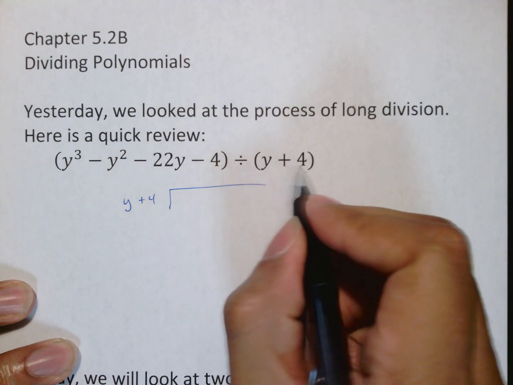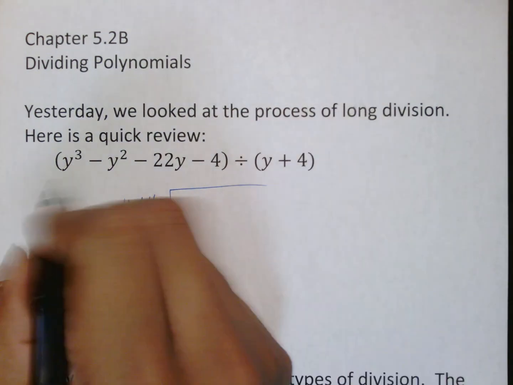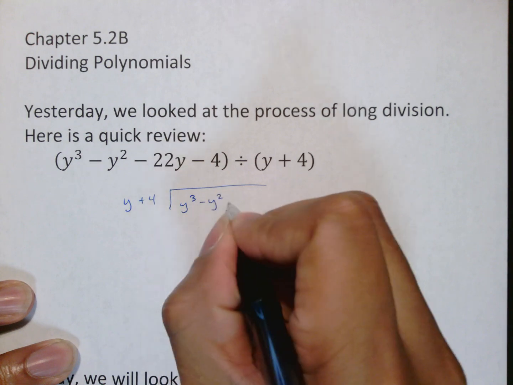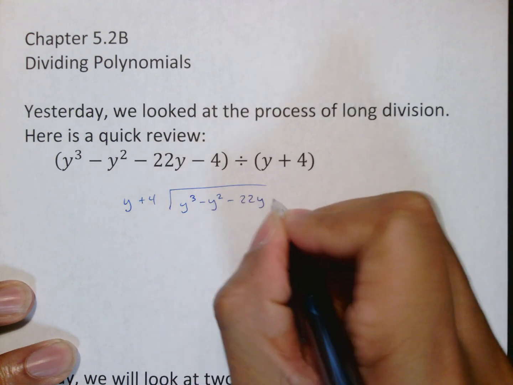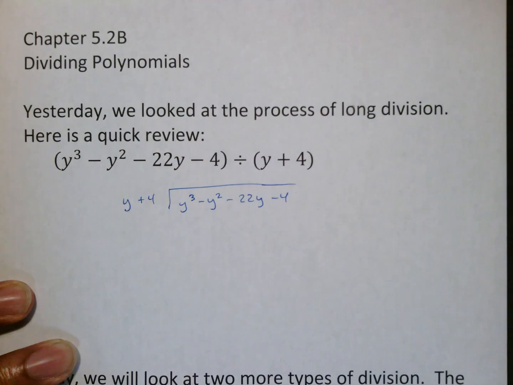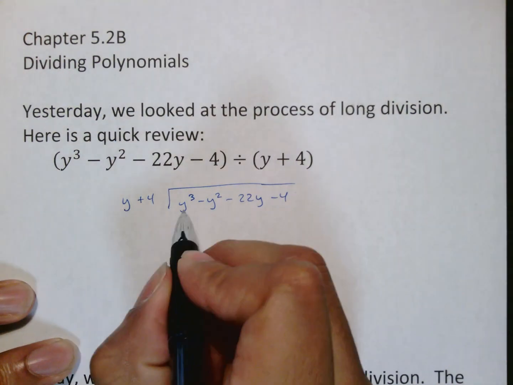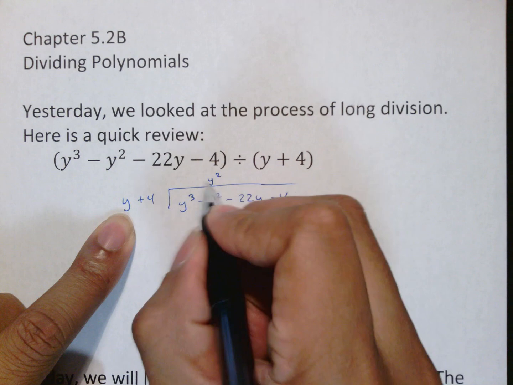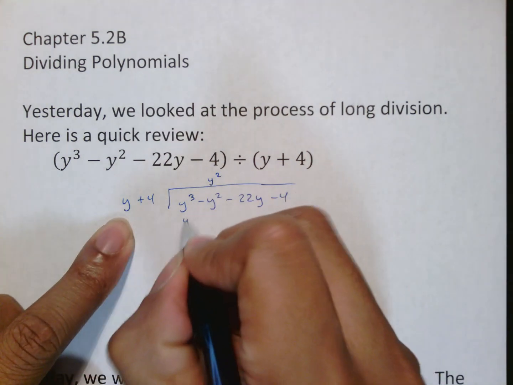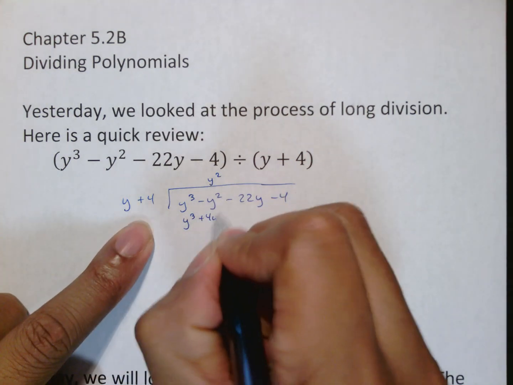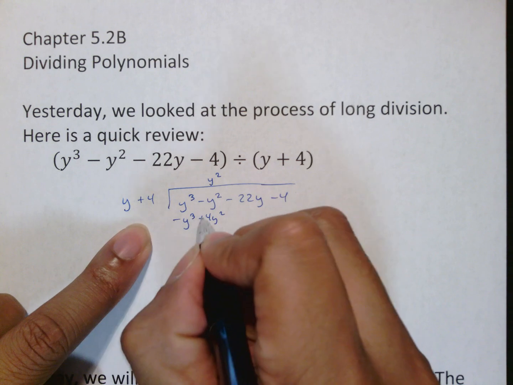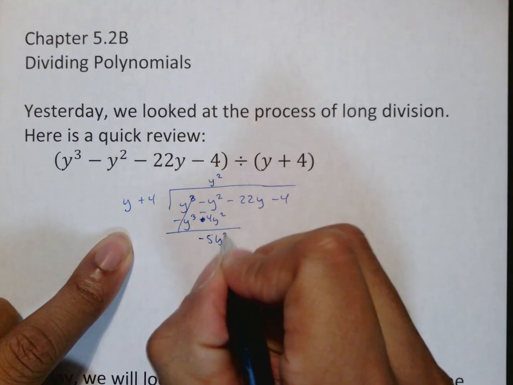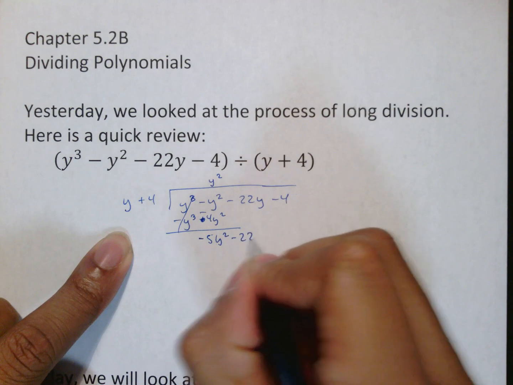But do not forget that the divisor goes on the outside, and the dividend goes on the inside, so y to the third minus y squared minus 22y minus 4 goes on the inside. Our main job was to make the leading terms match, so we know we need a y squared. You then multiply, getting y to the third plus 4y squared. You then switch everything around, getting negative 5y squared, and then bring down your minus 22.